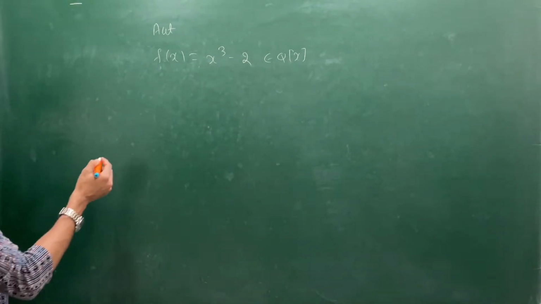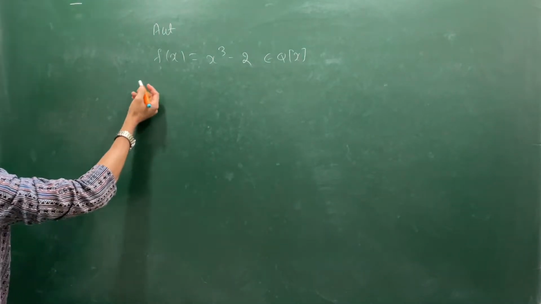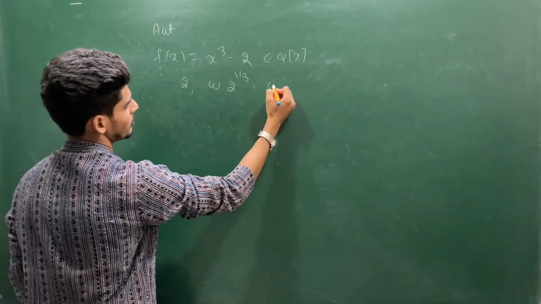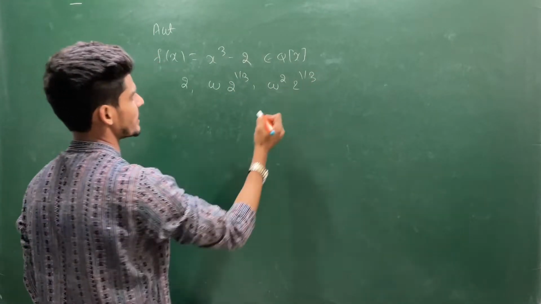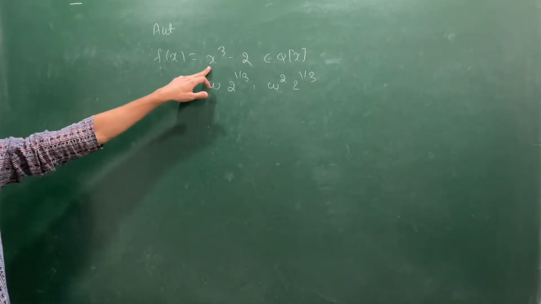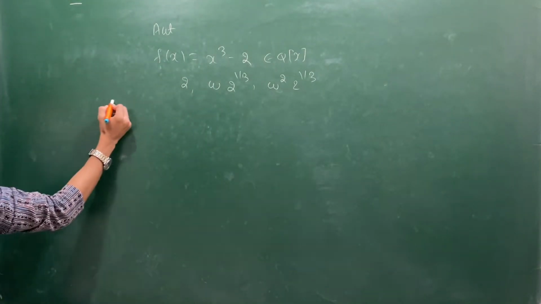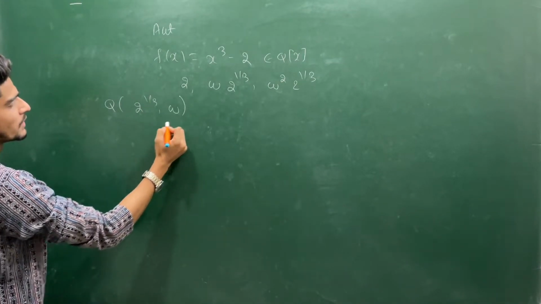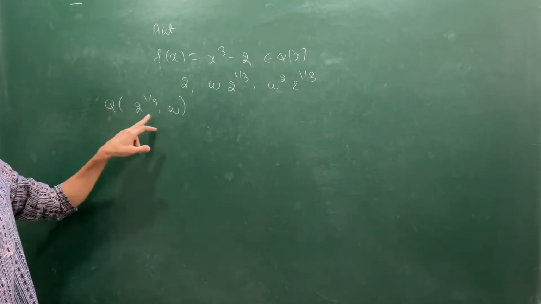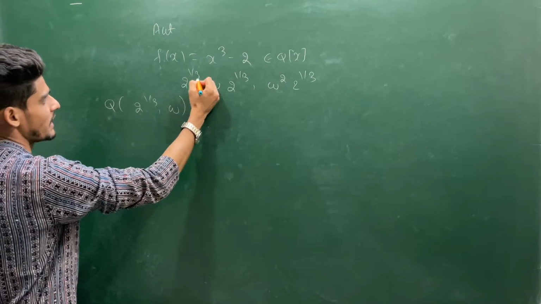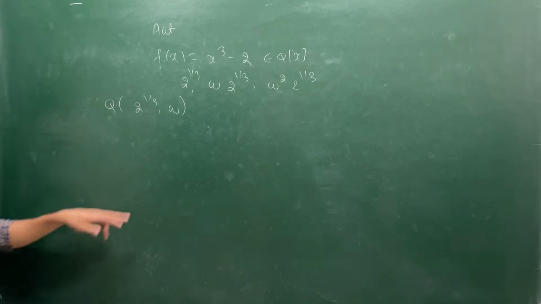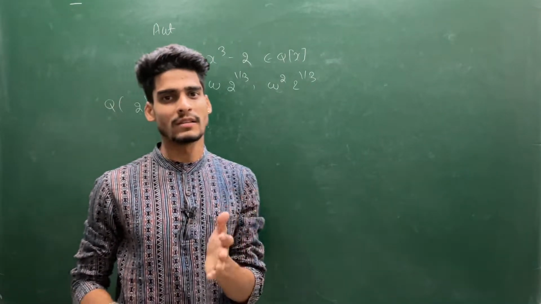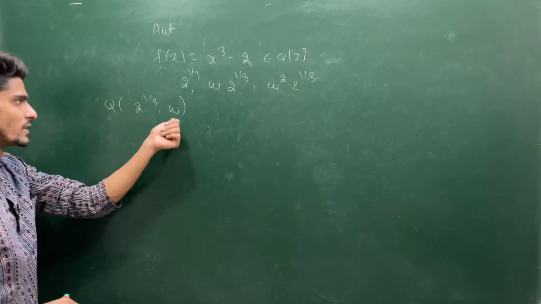So here you see this f(x) has three roots: 2 power 1 by 3, omega times 2 power 1 by 3, and omega square times 2 power 1 by 3. These three are distinct roots of this polynomial. The splitting field, you can choose this to be, say, Q(2 power 1 by 3, omega), because you can generate every element by using this 2 power 1 by 3 and omega element. Omega is a third primitive root of unity, where omega you can think of as minus 1 plus iota root 3 by 2. So this is a third primitive root of unity.